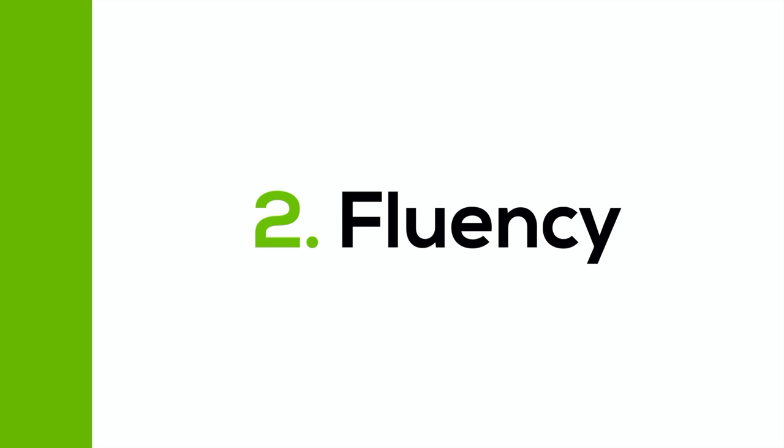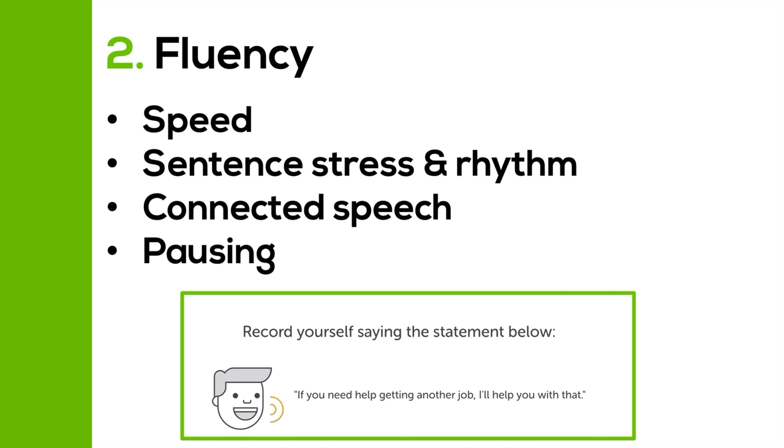When thinking about fluency, you have to consider these four aspects: speed, sentence stress and rhythm, connected speech, and pausing. These four aspects all contribute to your fluency and are all equally important. Let's talk about speed first. A lot of students ask me, do I have to speak really quickly to get a high score on this question type? And the answer is simply no, you don't have to speak really quickly.